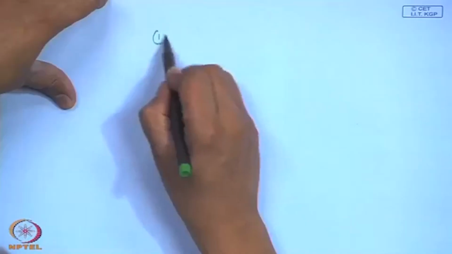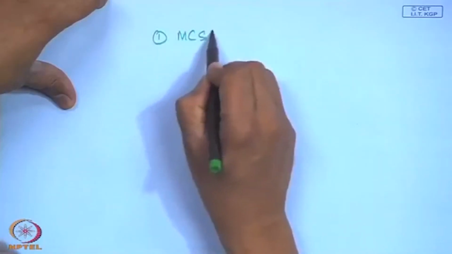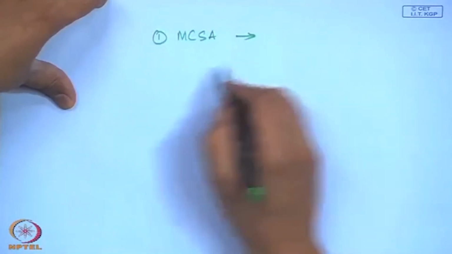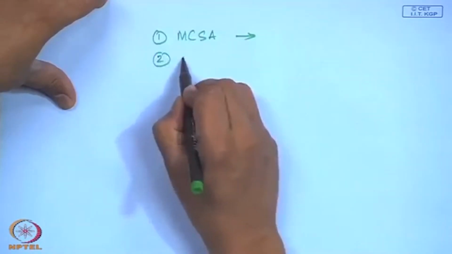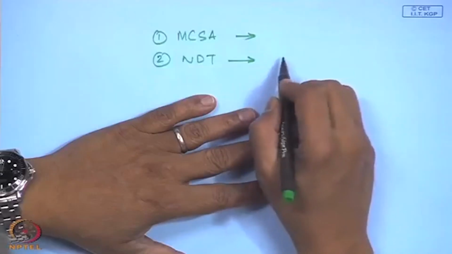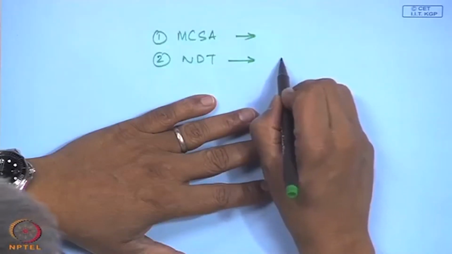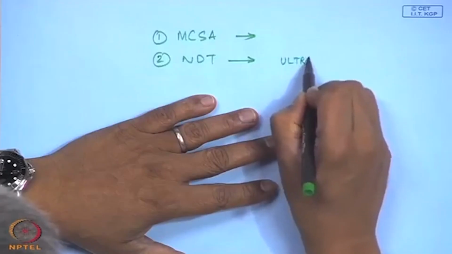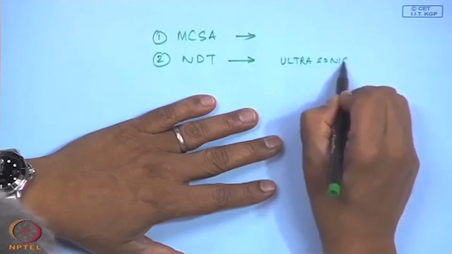That is why MCSA has become a good candidate. Next, we can use a lot of the NDT techniques. Of course, NDT techniques cannot be real time, but it is a good practice, particularly for gas turbines or turbines. We can do quick ultrasonic inspection.